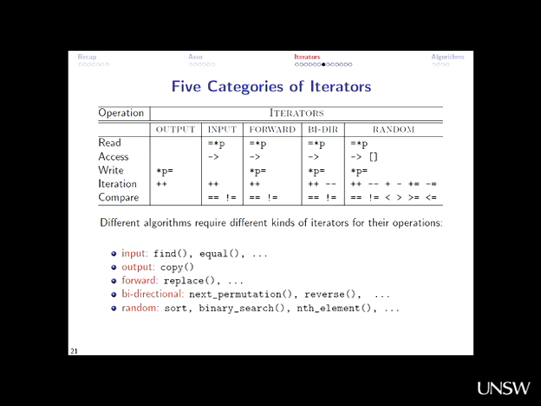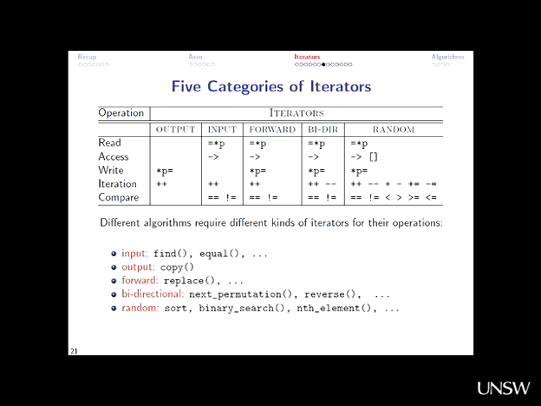Iteration, moving forward or backwards along your container. Output, input, and forward, you can move forward only. You can only move one way through your container. Bidirectional, you can use minus minus to go back. And random, you can do things like addition and subtraction of iterator values, plus equals and minus equals of values to skip forward and backwards along your container. You also have a comparison operation, which allows you to compare values.